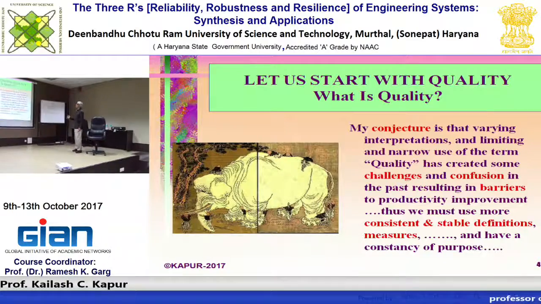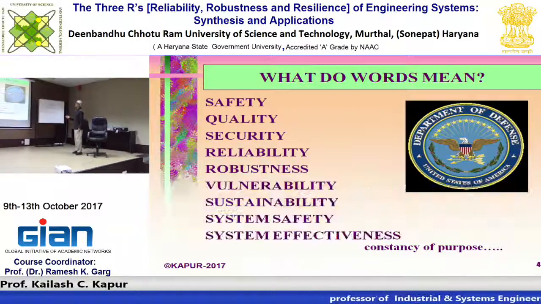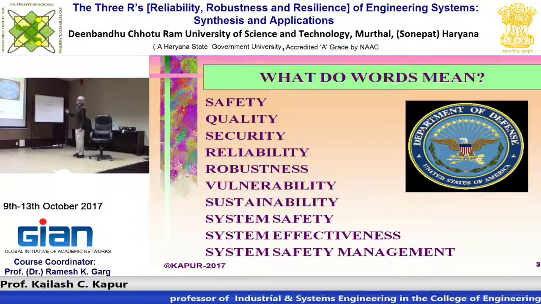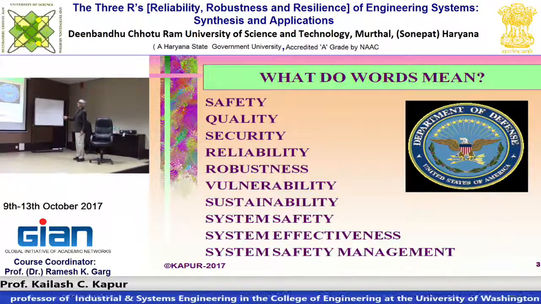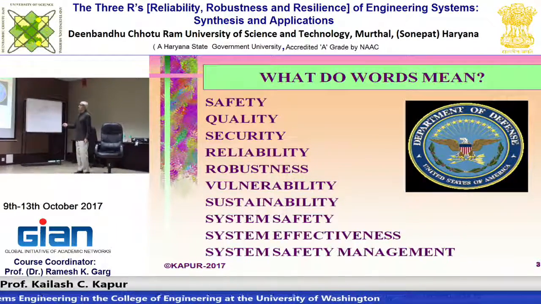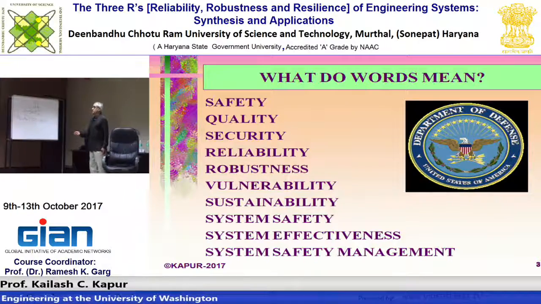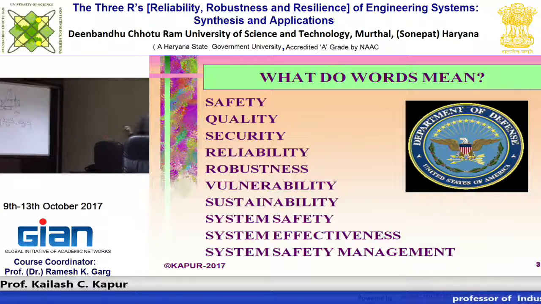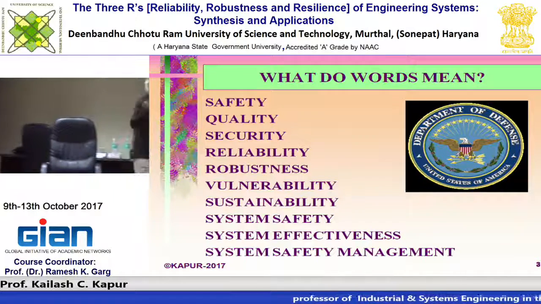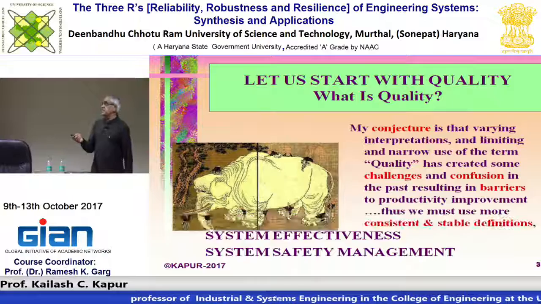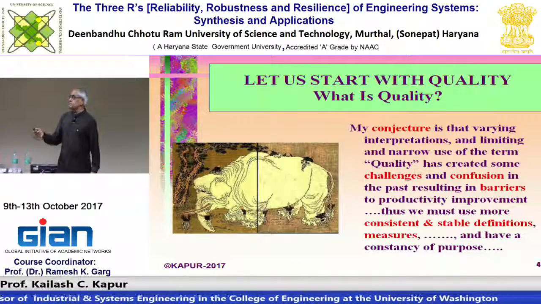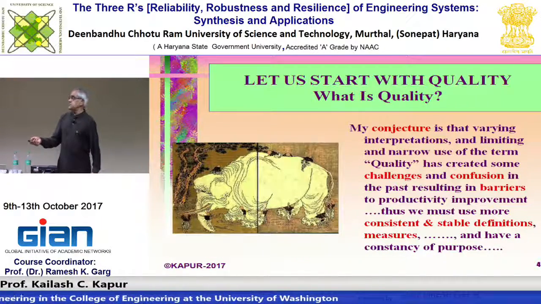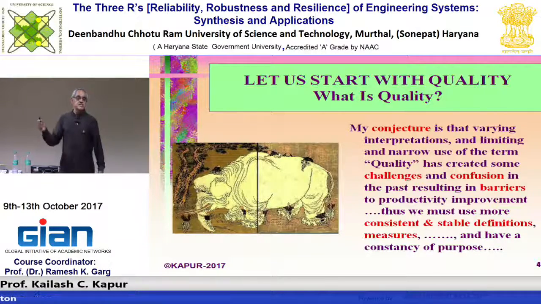What typically happens in, say, the Department of Defense in the USA is they use many words like safety, quality, reliability, robustness, and on and on. The question always is what do these words mean? You need a very precise definition. If you don't have a good definition, one person says this is what safety is, another person says something else. So nobody knows the whole beast. That is the systems approach.